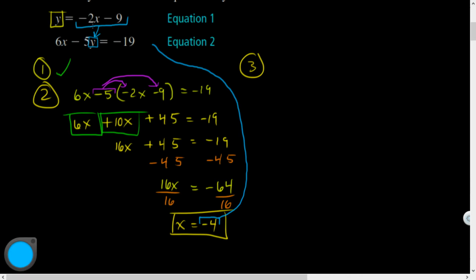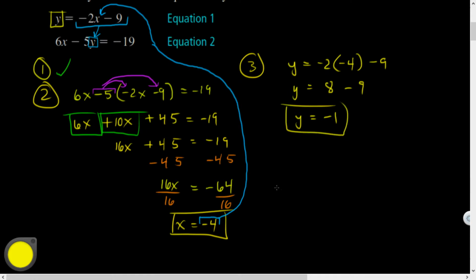But even easier, why do you want to do the first one? It's smaller numbers, and notice this first one is already solved for y. Yeah, so that's going to be way easier. So y equals -2, and instead of x, I'm plugging in -4 minus 9. And look, I don't even have to solve this. This is just some PEMDAS. -2 times -4 is +8. And y equals -1. So my solution is x equals -4, y equals -1, or I could think about that as the ordered pair -4, -1.